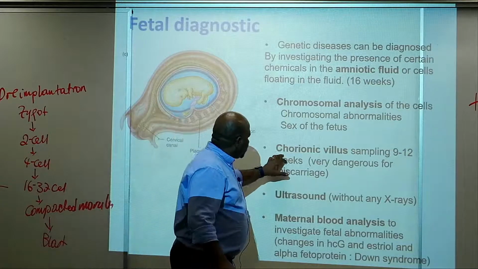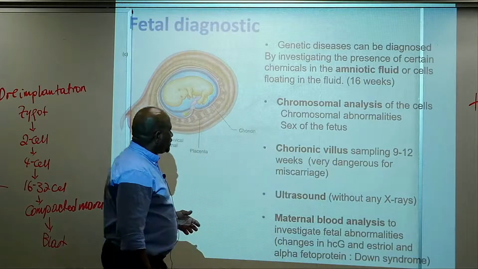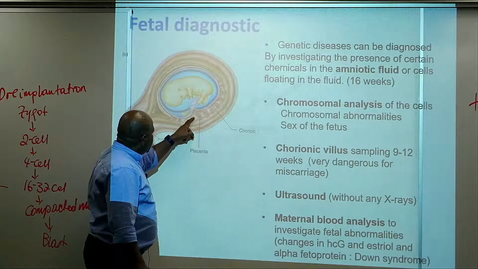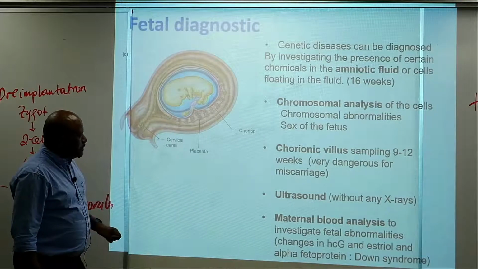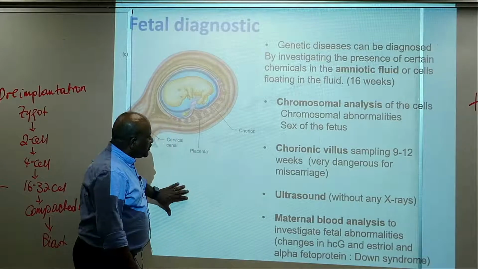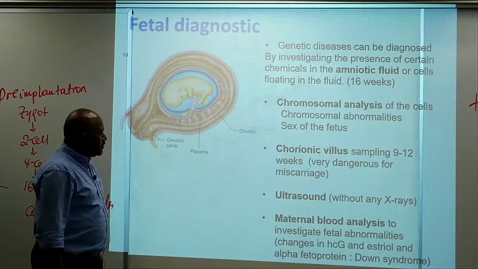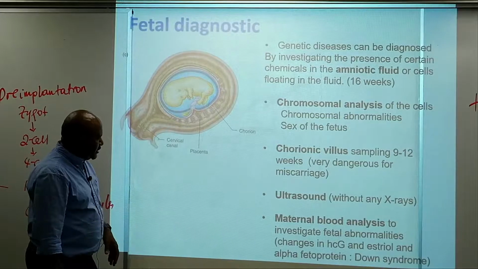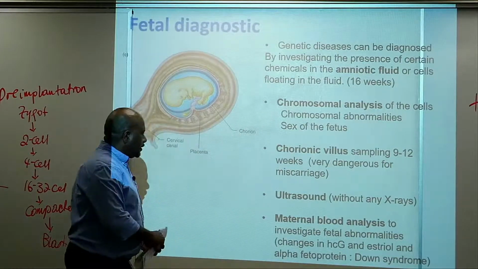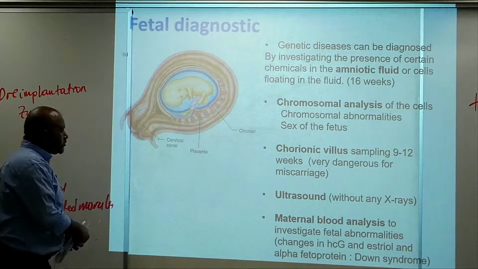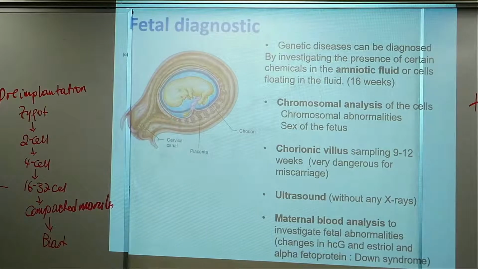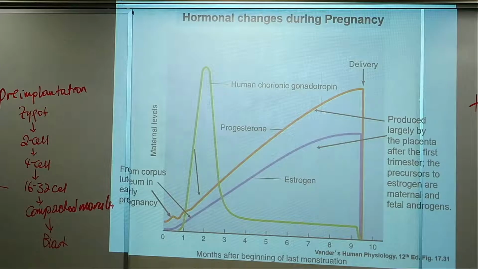And there is also a procedure where chorionic villi sampling can be taken, but this one is very dangerous and can lead to miscarriage of the fetus, because the villi are very sensitive areas to sample. Ultrasound, which uses no X-rays, is the most widely used procedure to see how the fetus is developing and how the structure looks. They can make different measurements to see age-associated increase in different parts of the fetus. Maternal blood can be investigated to see whether there are changes in various hormones, which can be associated with abnormalities like Down syndrome of the fetus. So these are the different types of fetal diagnostics which can be done during pregnancy.